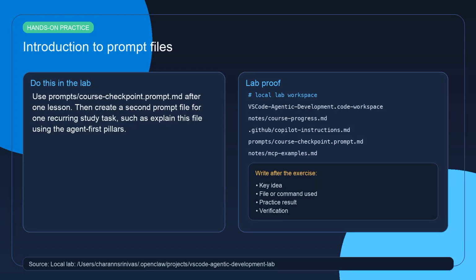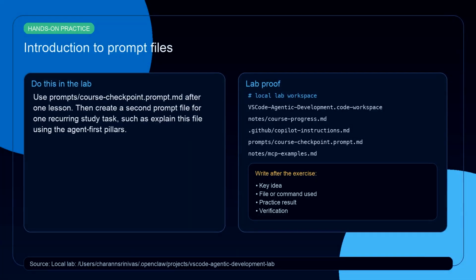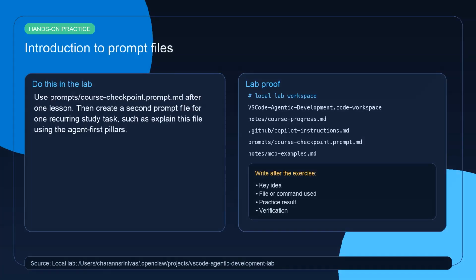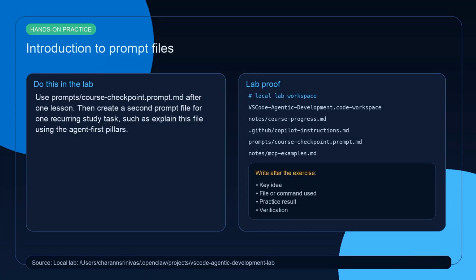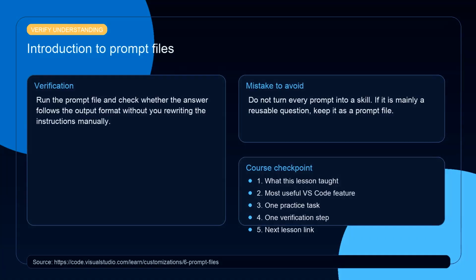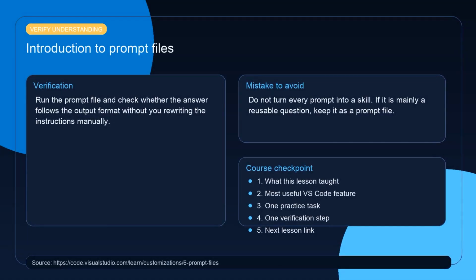Now make it practical. Use prompt/course-checkpoint.prompt.md after one lesson. Then create a second prompt file for one recurring study task, such as explain this file using the agent-first pillars. Your verification step is this: run the prompt file and check whether the answer follows the output format without you rewriting the instructions manually.